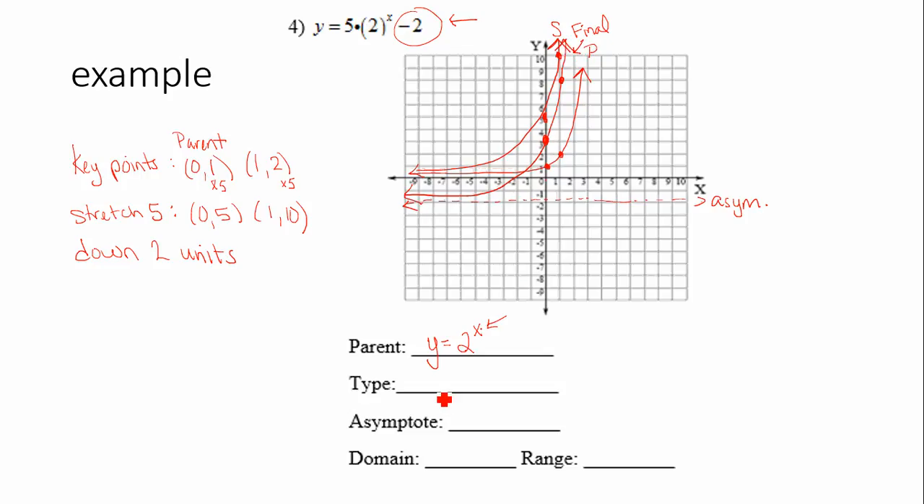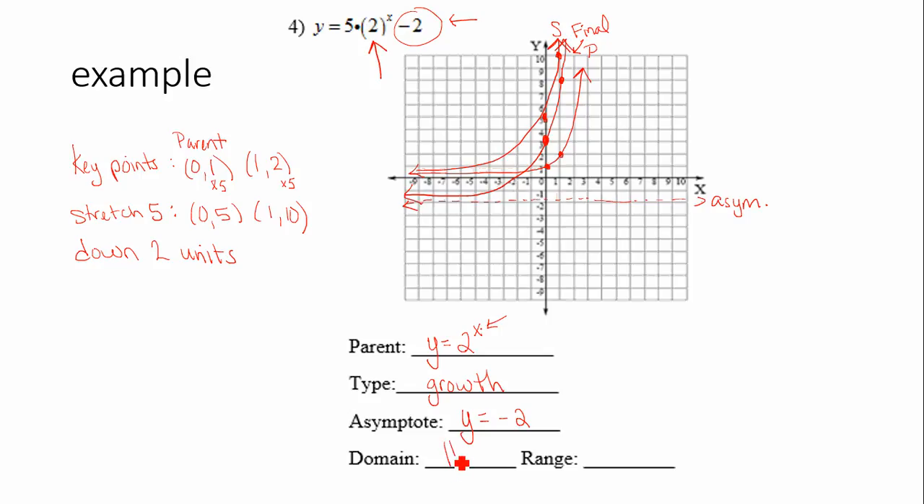The type that we're dealing with, this is an exponential growth. How do I know that? Well, it looks like it starts small and gets bigger as it goes to the right-hand side, but also because this base right here happens to be larger than 1. Okay, that's what makes it growth. Where is the asymptote at? Well, the asymptote is at y equals -2. Okay, that was our down 2 movement, bringing that asymptote down 2 as well.